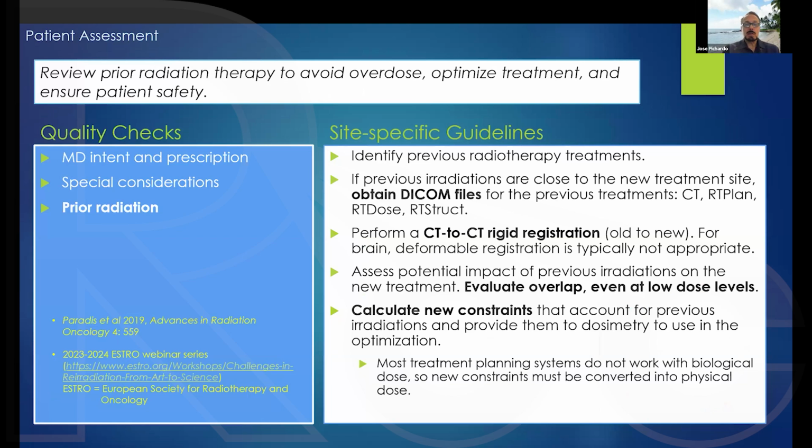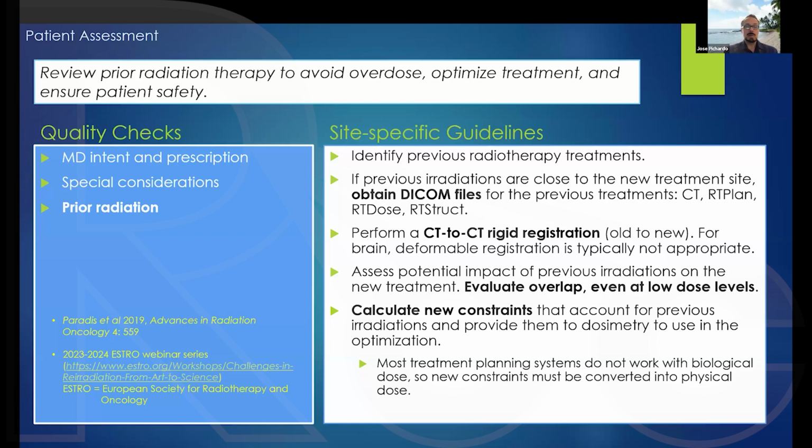The other thing that you should be looking at before you even look at the current treatment plan is to see if the patient has been treated before. If the patient has been treated before, you have to see where the patient was treated, right? Because maybe the patient was treated at a location that is far away from the head, and then you don't have to worry about it. But if the patient was treated for head and neck, then that's very relevant, right? Or if the patient has previous brain treatments. If that is the case, it's essential that you obtain the DICOM files from the previous treatments, such as the CT, the RT plan, the RT dose, which is where the dose is stored, and the RT struct, which is where the contours are stored.